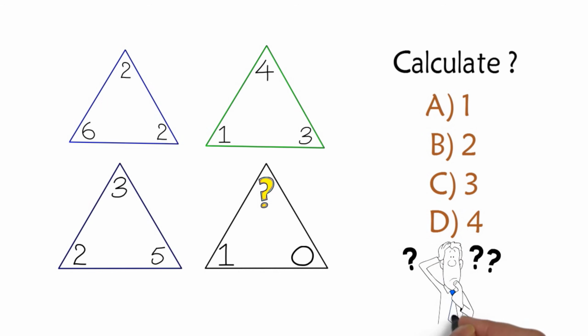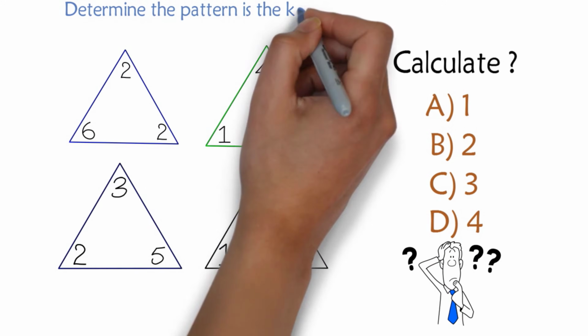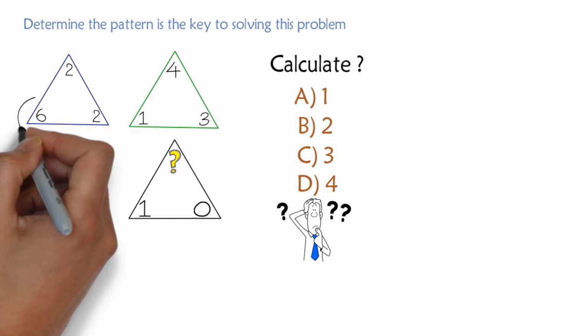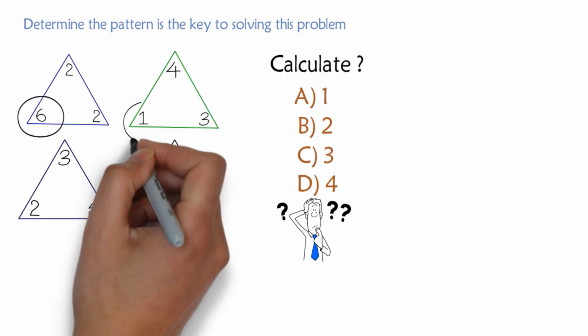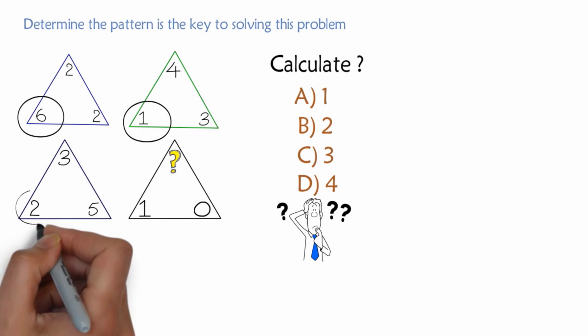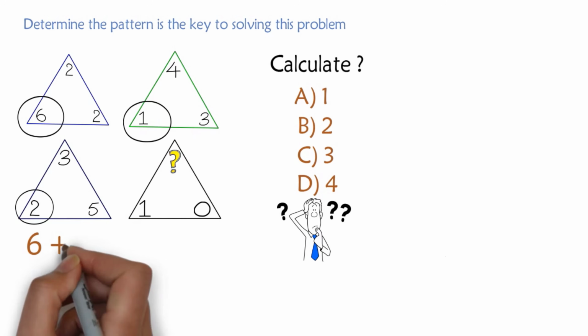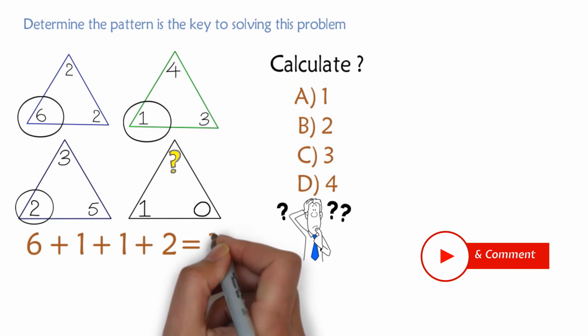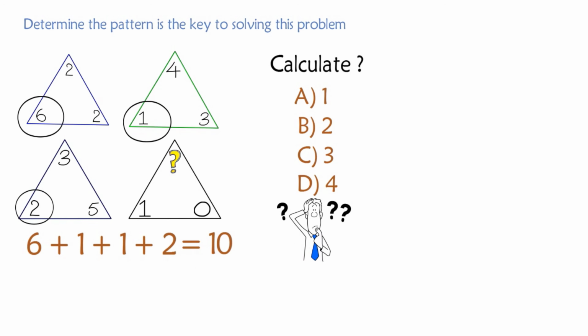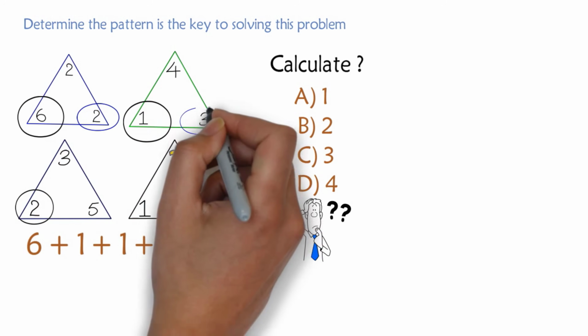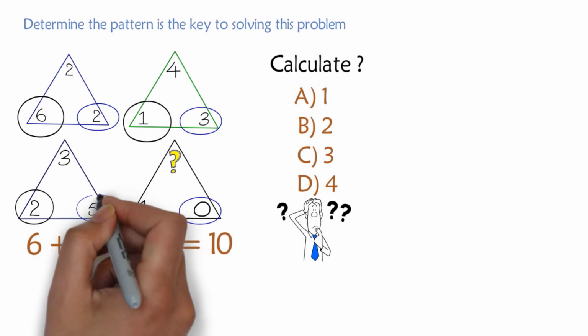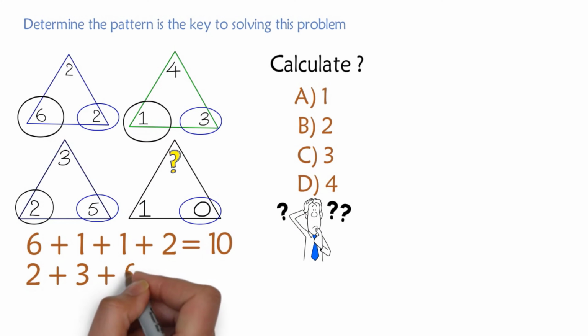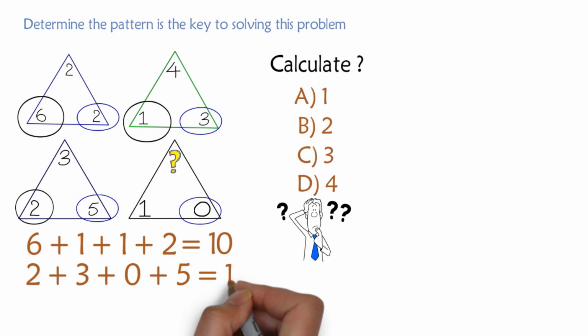Let's continue to see how we can solve this challenge together. Determining the pattern is the key to solving this challenge. For example, if you add up the numbers in the lower left corners, 6 plus 1 plus 1 plus 2 in all triangles, you will get the sum of 10. The same thing happens when you add up the numbers in the bottom right corners of the same triangles. 2 plus 3 plus 0 plus 5 also equals 10.